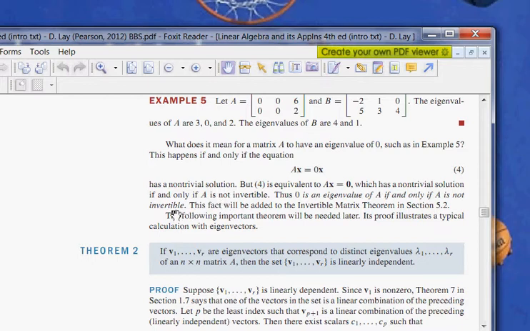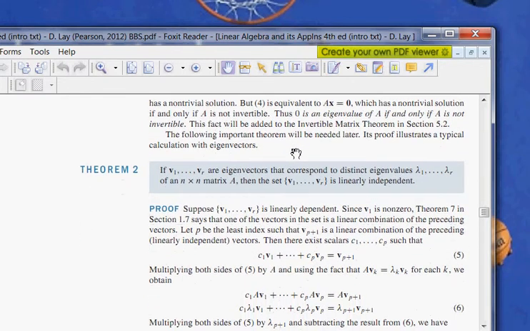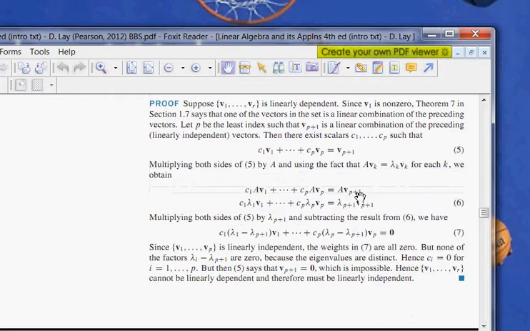Okay? So now we move on to theorem 2. If v1, ..., vr are eigenvectors that correspond to the distinct eigenvalues lambda 1, ..., lambda r of an n by n matrix A, then the set of eigenvectors is linearly independent. That's theorem 2, okay? I won't go over the proofs.